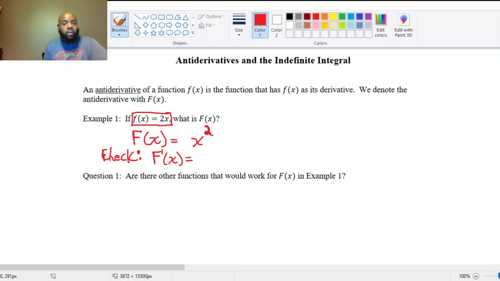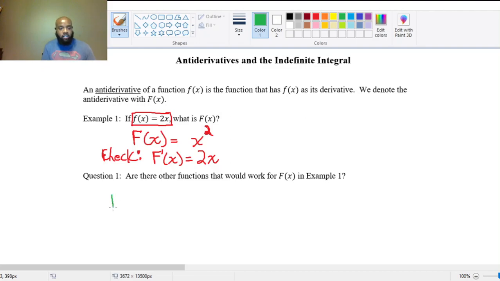So if I look at capital F of x equals x squared, we bring that 2 out front and we reduce the power by 1. We don't have to write that 1 in the exponent there. And so we get F prime of x equals 2x, which is what we started with. Therefore, the antiderivative of f of x equals 2x is x squared. Now, are there any other functions that will work for the antiderivative in example 1? I'm going to submit to you that there are other antiderivatives.